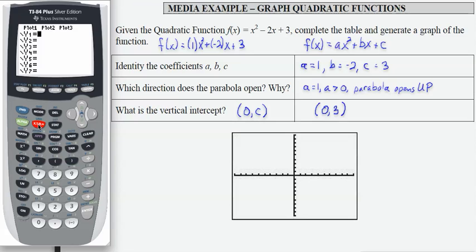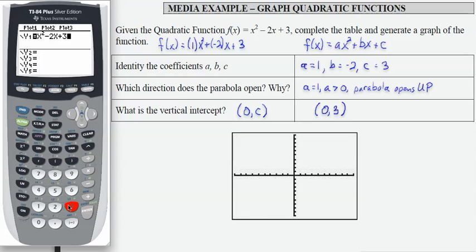Now I'm going to place the quadratic function into the y1 section, and then I'm going to use my arrows to travel down to the next part. That should be a minus, and we have 2x, and then plus 3.